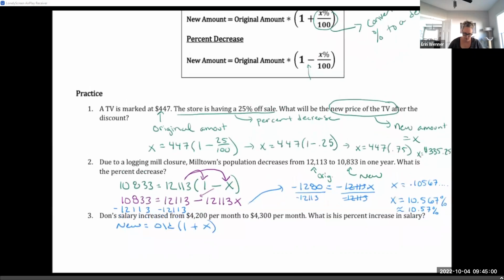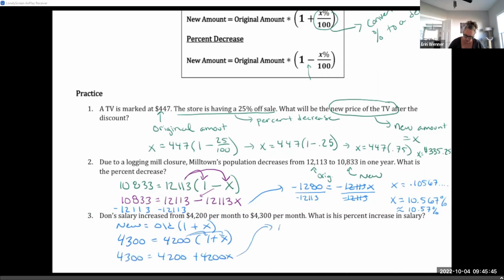So, because we're looking at a percent increase, the old salary for him is 4,200, and the new salary is 4,300. So again, we don't want to divide, because if I take 4,300 and divide it by 4,200, I get a long terminating decimal. So instead, I'm going to distribute. So I get 4,300 equals 4,200 plus 4,200x.